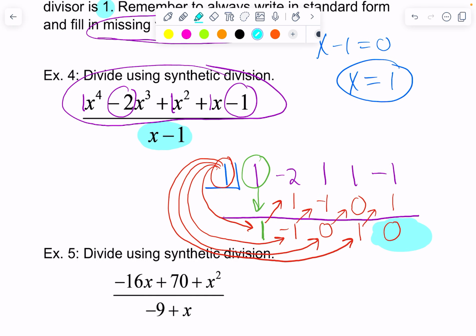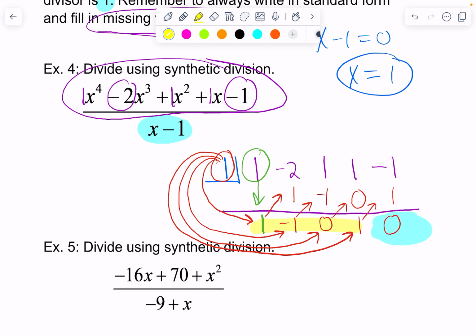Okay? Now, what do I do with all of these values? Okay, let's think about this logically. We just divided a polynomial of 4th degree by a binomial with a degree of 1. Remember that when we're dividing the same base, you subtract the exponent. So all of these guys here in yellow that I'm highlighting again, those are the coefficients and constants of the new polynomial that we formed, starting with 1 less degree.